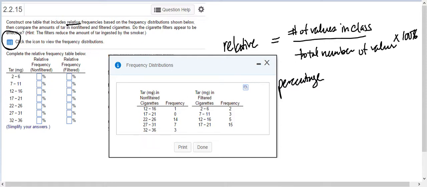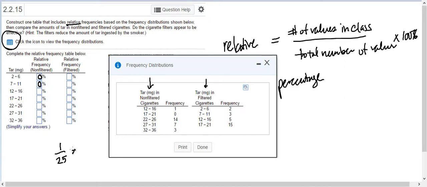So the tar in milligrams of non-filtered cigarettes is here. Alright, and then here's the filtered ones. Alright, so non-filtered from 2 to 6 tar in milligrams, there's 0. So that number is just going to be a 0 there. 7 to 11, there's none with 7 to 11. Now 12 to 16, there's 1 out of, now there's 1 plus 14 is 15, and 7 is 22, and 3 is 25. So 1 out of 25 non-filtered cigarettes has between 12 to 16 milligrams of tar.